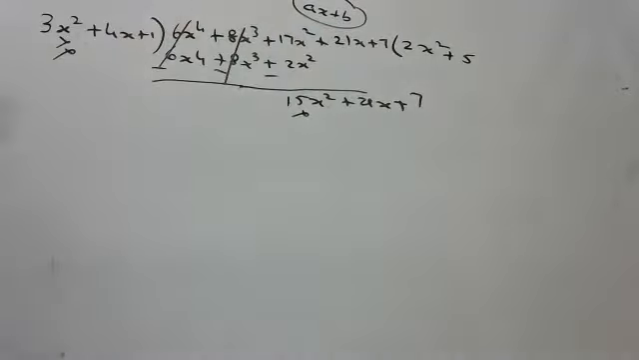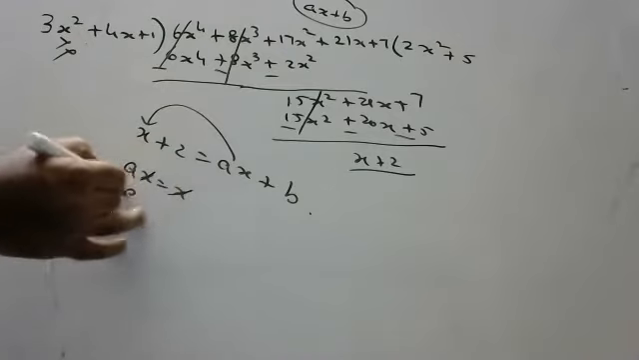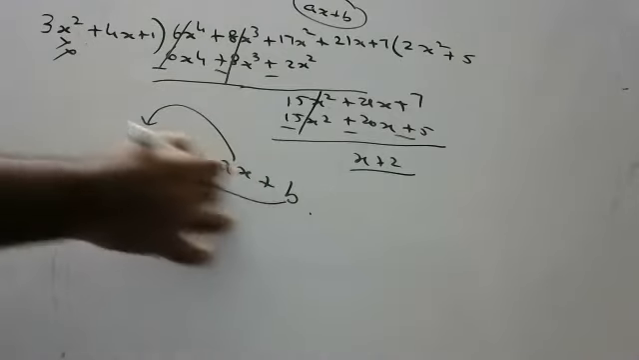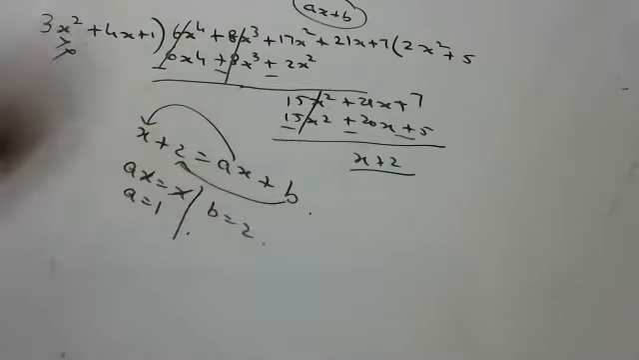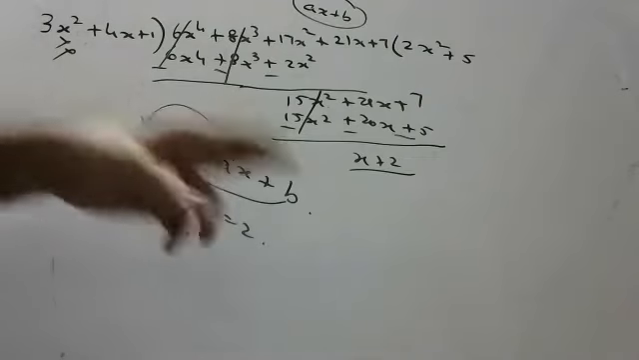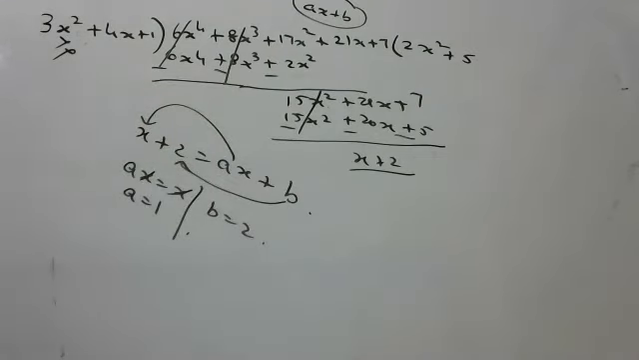So this is x plus 2. Compare it with ax plus b. Ax you compare with x terms. Ax is equal to x, x gone, a is equal to 1. b you compare with 2 because no x term. So a is equal to 1, b is equal to 2. That's all. X terms you have to compare with x; without x terms you have to compare with constants. That's all, children. Very easy sums.